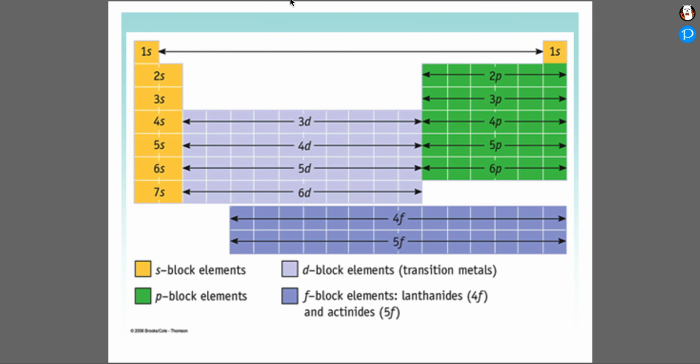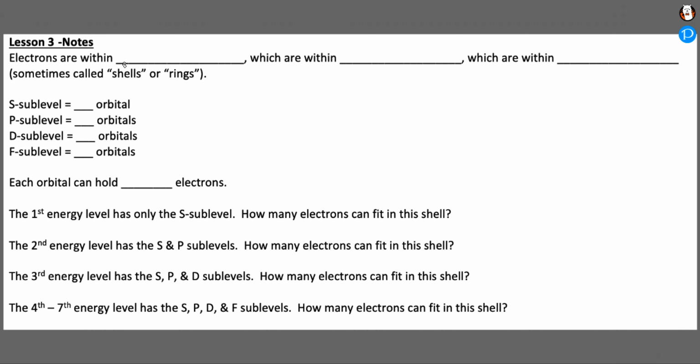Today we're going to talk about electron configurations. When we're talking about electron configurations, it's basically just where electrons are held within an atom. So for this first part here, electrons are within orbitals, and orbitals are within what are called sublevels, and then the sublevels fit within the energy levels.